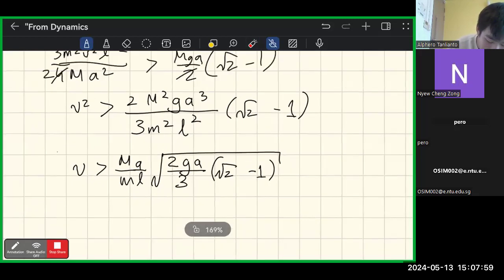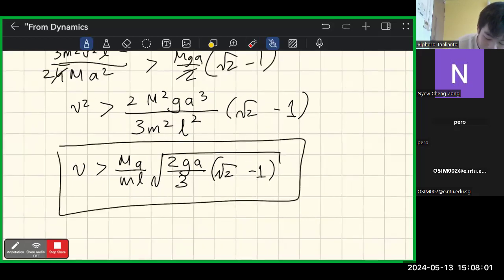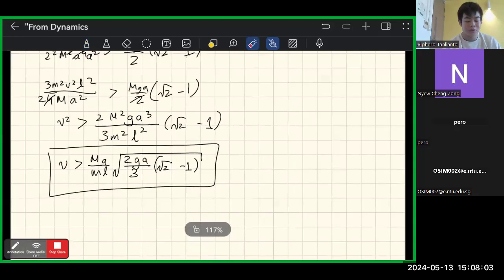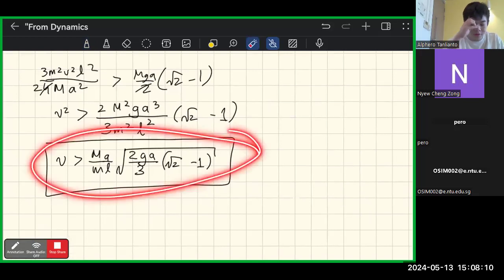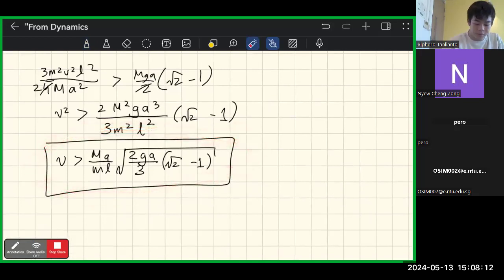I am sure that this question has to have a number, but for now it's just the variable here. It's the same, I guess. Wait, the dimension is correct. Yeah, it's correct.